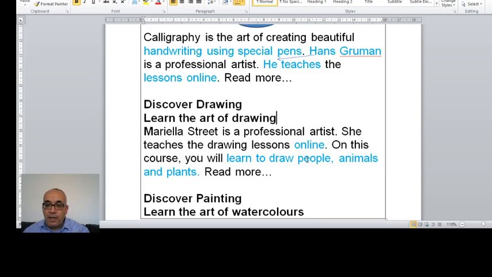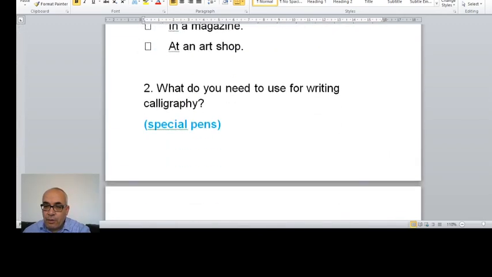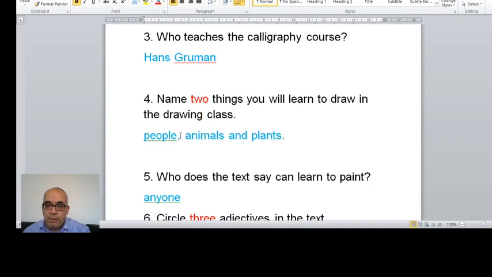So they tell you 3 things. In the exam, you only need 2 things. So come back here. People, animals, and plants. I put 3 for you here, but you really just need 2 things in the exam. But if you write 3, it's not a problem. But if you write 2, it means you are good at understanding the question.